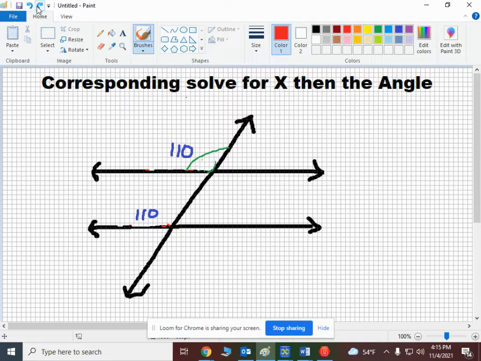Okay, so therefore we know that both these angles, since they're congruent, they're equal to each other, they are 110 degrees.